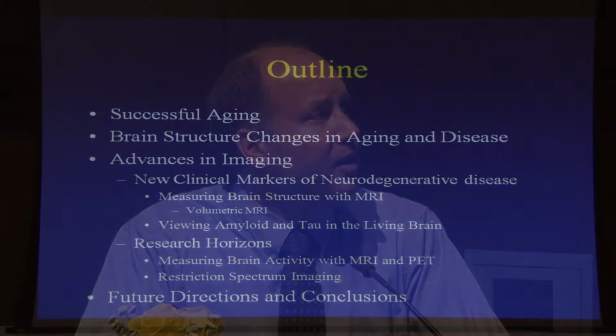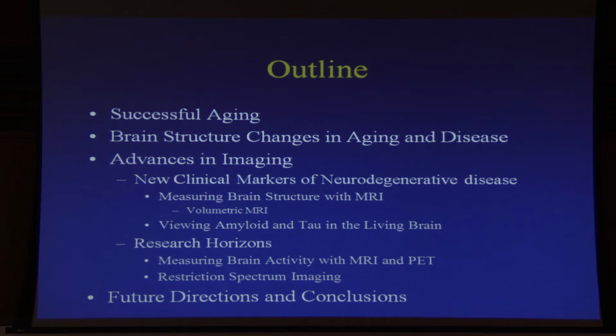And then also some other research horizons that hopefully our work with the Brain Initiative will allow us to get more accurate and quantitative measures of brain activity with MRI and also positron emission tomography, or PET scanning. And probably won't have too much time to get into the restriction spectrum imaging, but there are some very exciting physics types of advances that one can apply with magnetic resonance imaging, which are really, really exciting. And I'll try to get to it, but we're running behind, so I'll work on this.